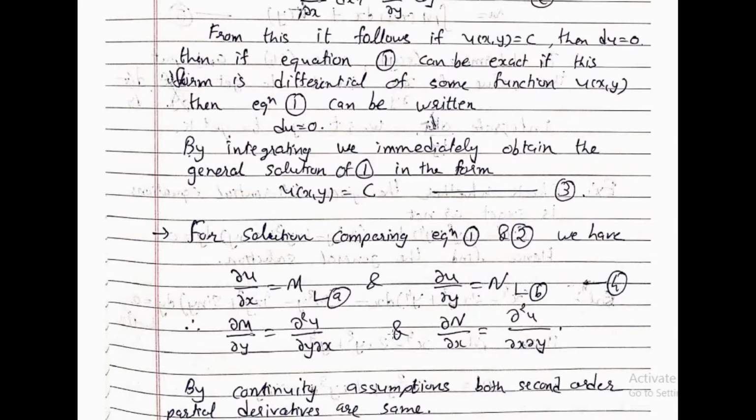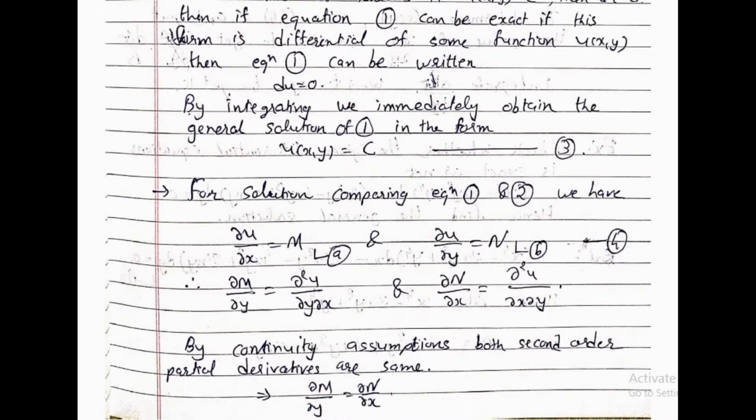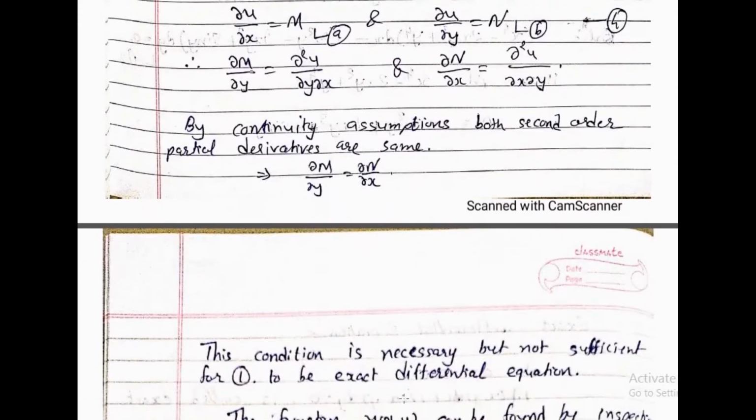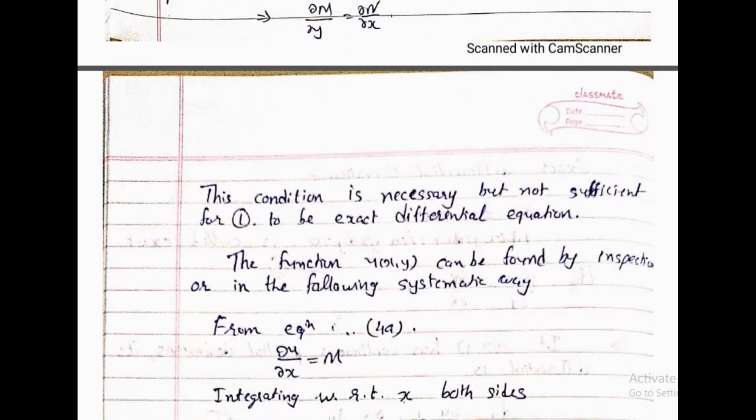As per continuity, as we have assumed that u has continuous partial derivatives, both second order derivatives are the same. That means del square u by del y del x is the same as del square u by del x del y. And since the right hand sides are the same, the left hand sides are also the same, and that will give del M by del y is equal to del N by del x. And see, this is your condition for exactness. So this condition is necessary, but it is not sufficient.